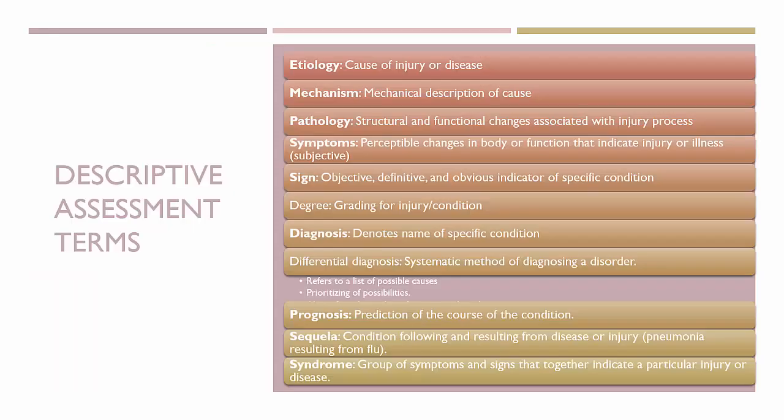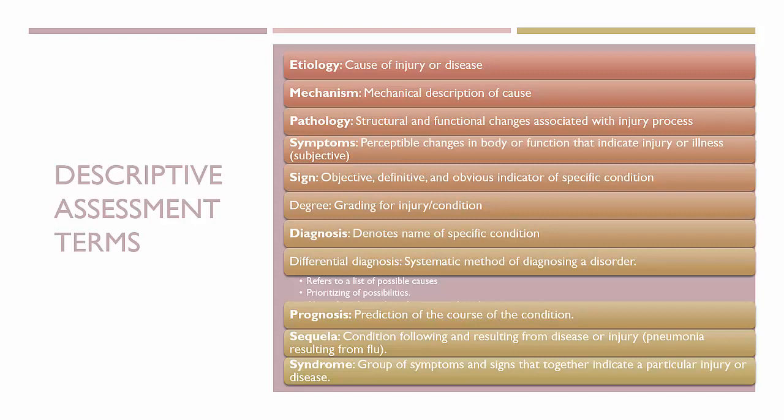Some descriptive assessment terms. You should learn and remember the following terms for the longevity of your career as an allied healthcare worker. Etiology is the cause of an injury or disease. Mechanism is the mechanical description of cause. Pathology is the structural and functional changes associated with the injury process. Symptoms are perceptible changes in the body or function that indicate injury or illness.